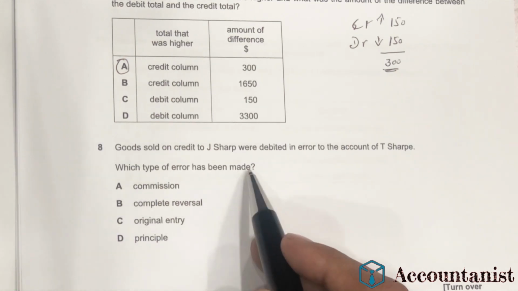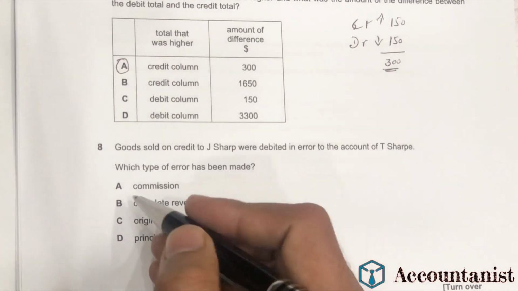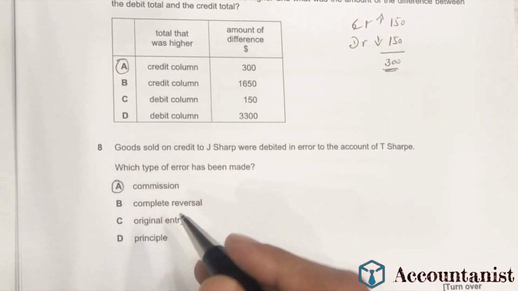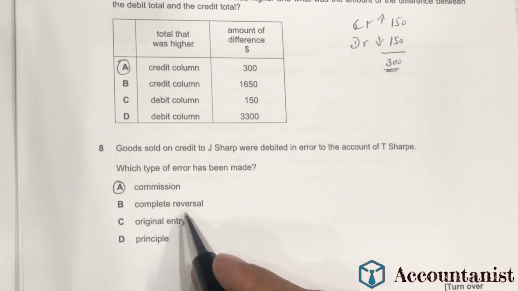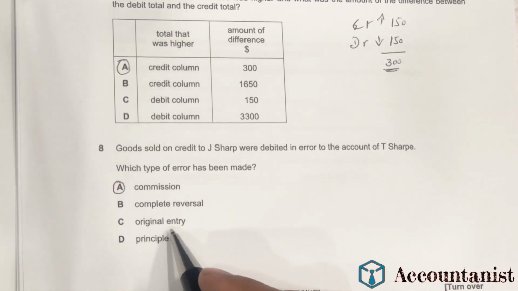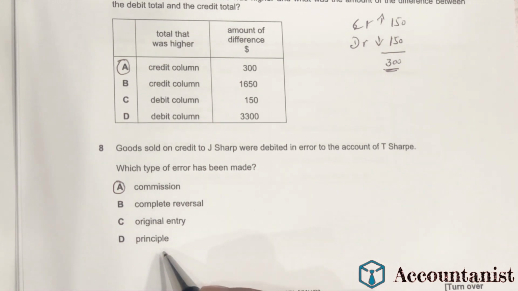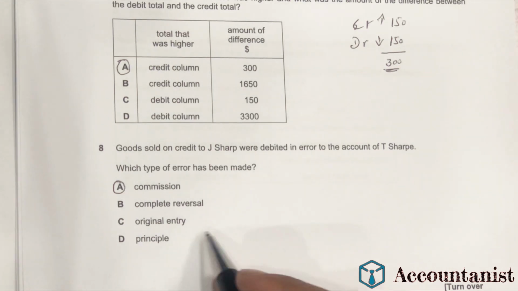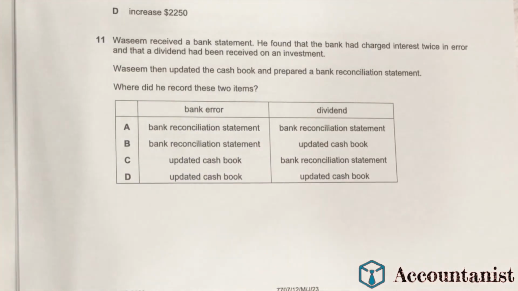So which type of error has been made? Error of commission is the right option, in which we record the entry in the wrong named account. Complete reversal means a completely opposite entry, debit recorded as credit and credit recorded as debit. Original entry is where we make the wrong amount, and principle is where we make an error in the class of account, meaning an asset recorded as an expense or an expense recorded as an asset. So that's question number 8. Let's move on to the next question.